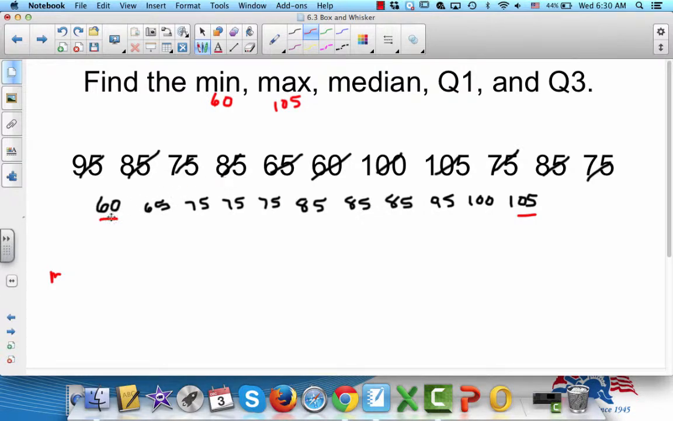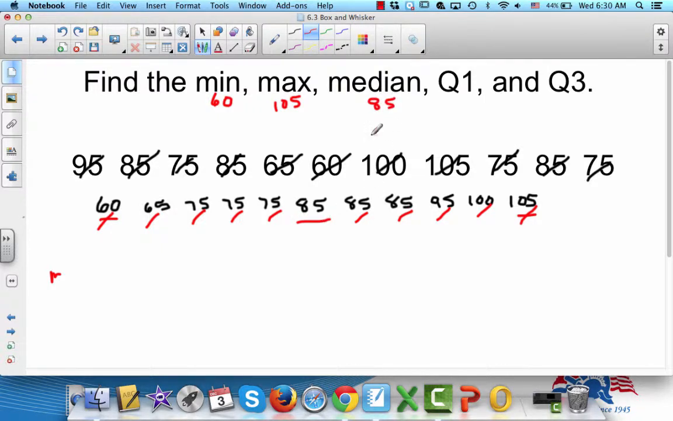The median, okay, let's see. The median will be, mark off the 60 and the 105, the 65 and the 100, 75 and the 95, the 75 and the 85, the 75 and the 85, and we're left with 85 as our median.